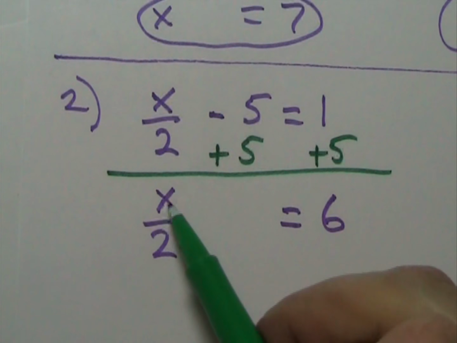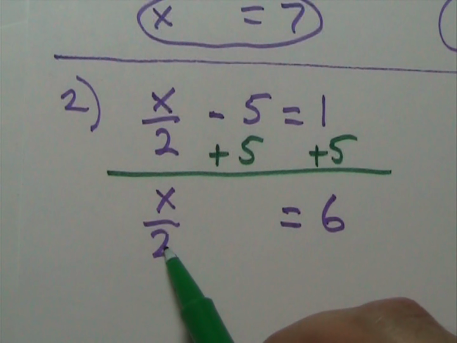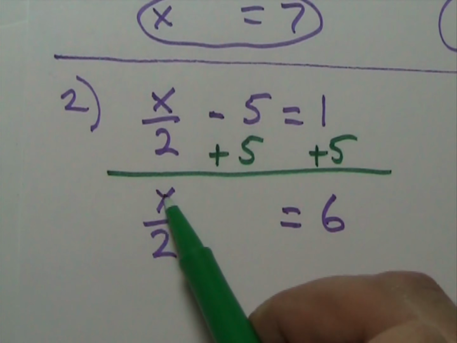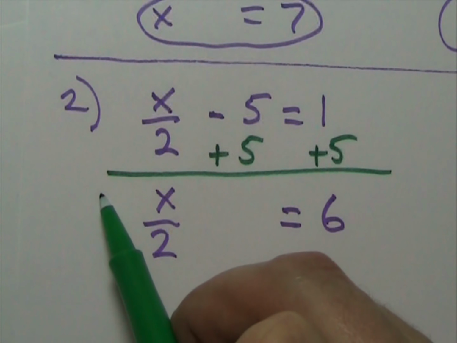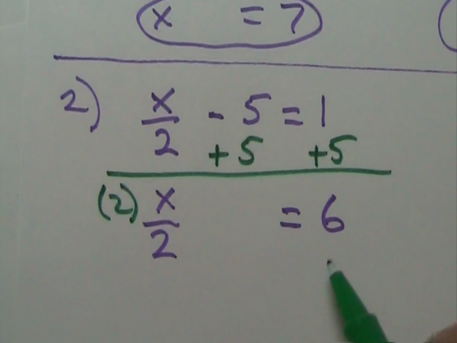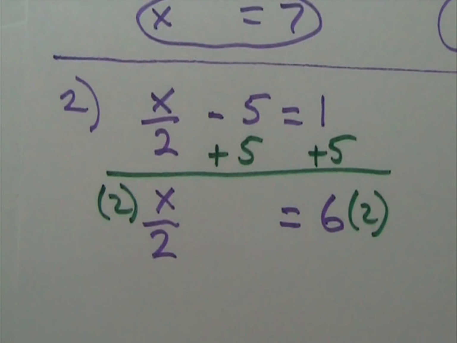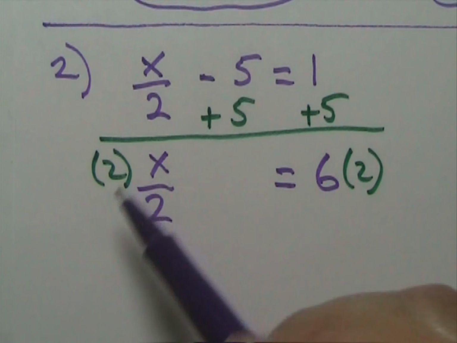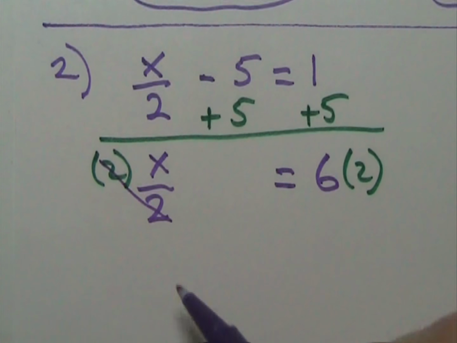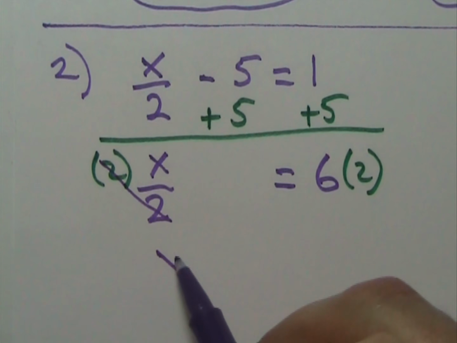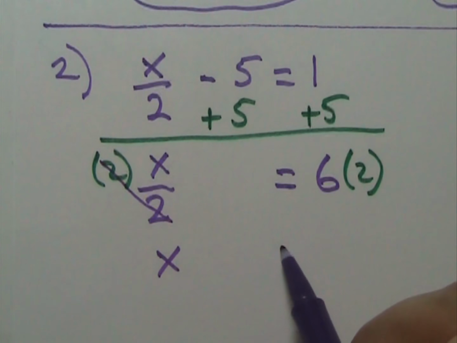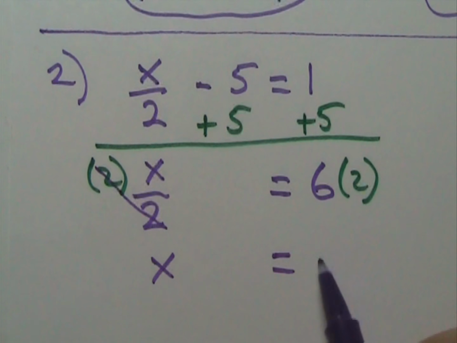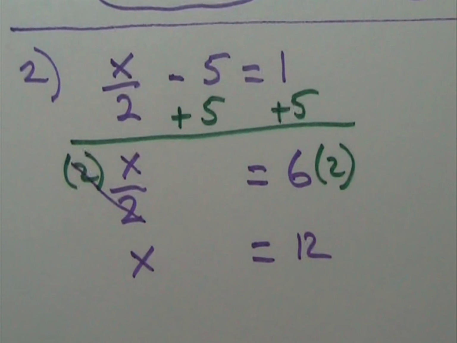Now I'll take care of multiplying or dividing. Let's see, this is x divided by 2. So the opposite of divide by 2 is multiply by 2. And I need to do that to both sides. So you can see that these will reduce to 1, and you're left with just the letter x. Keep the equals lined up. 6 times 2, that's 12.